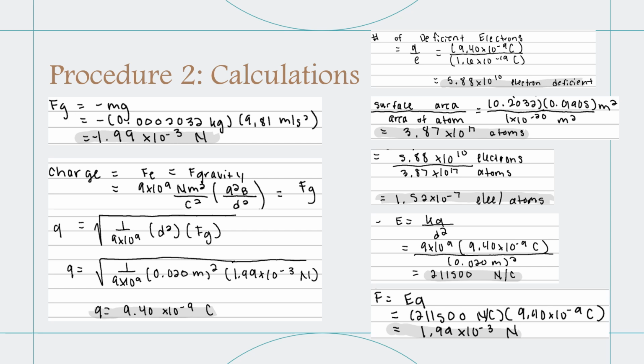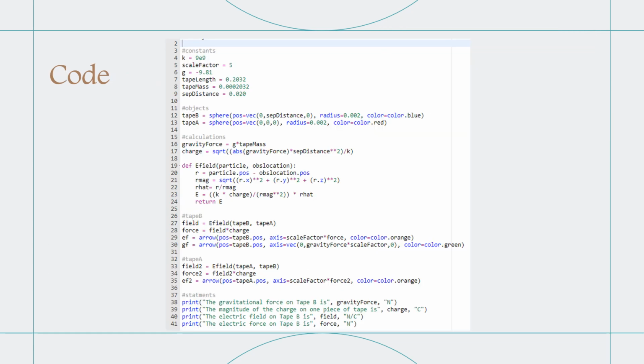And once we had the Q value, we could calculate the electric field between the 2, and then that answer was 211,500 newtons per coulomb, and then we used that and multiplied it times the Q that we found to the left, and we got our final answer as 1.99 times 10 to the negative 3 newtons, which was equal to the gravitational force. So here's the code that I used.